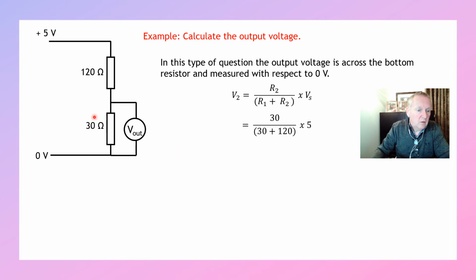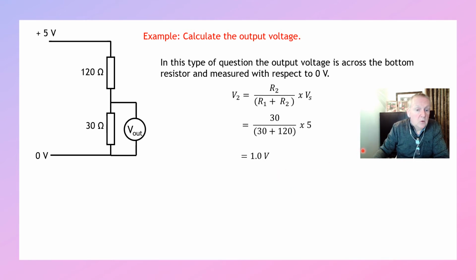So we want to find the output voltage, which is the voltage across the 30 ohms. So that is going to be your R2. It doesn't really matter which one's R1 and which one's R2. You could call this R1 and then make the equation V1 equals R1 over R1 plus R2. As long as the voltage that you want to calculate is across that resistor, then that's the resistor that goes on the top line. So it's 30 divided by the total resistance, which is 30 plus 120, multiplied by 5, which, if my maths is correct, gives you 1 volt.